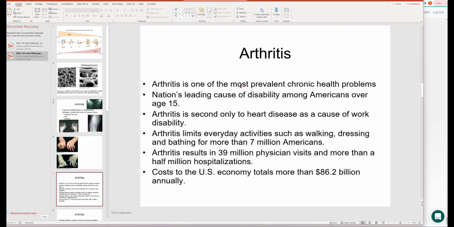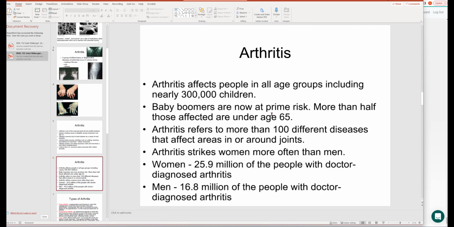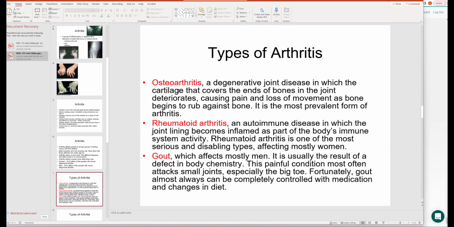But arthritis is not a single disease, which is what most people think about, or maybe a couple of diseases, but over 100 different diseases. It's second only to heart disease as a cause of work-related disability, and it affects the everyday activities of millions of Americans. It doesn't affect just the elderly, but there are also forms of arthritis that can affect children. Again, there are more forms of arthritis that strike women, but there are some examples that affect men and more. And I've already mentioned these, but here it is in text.